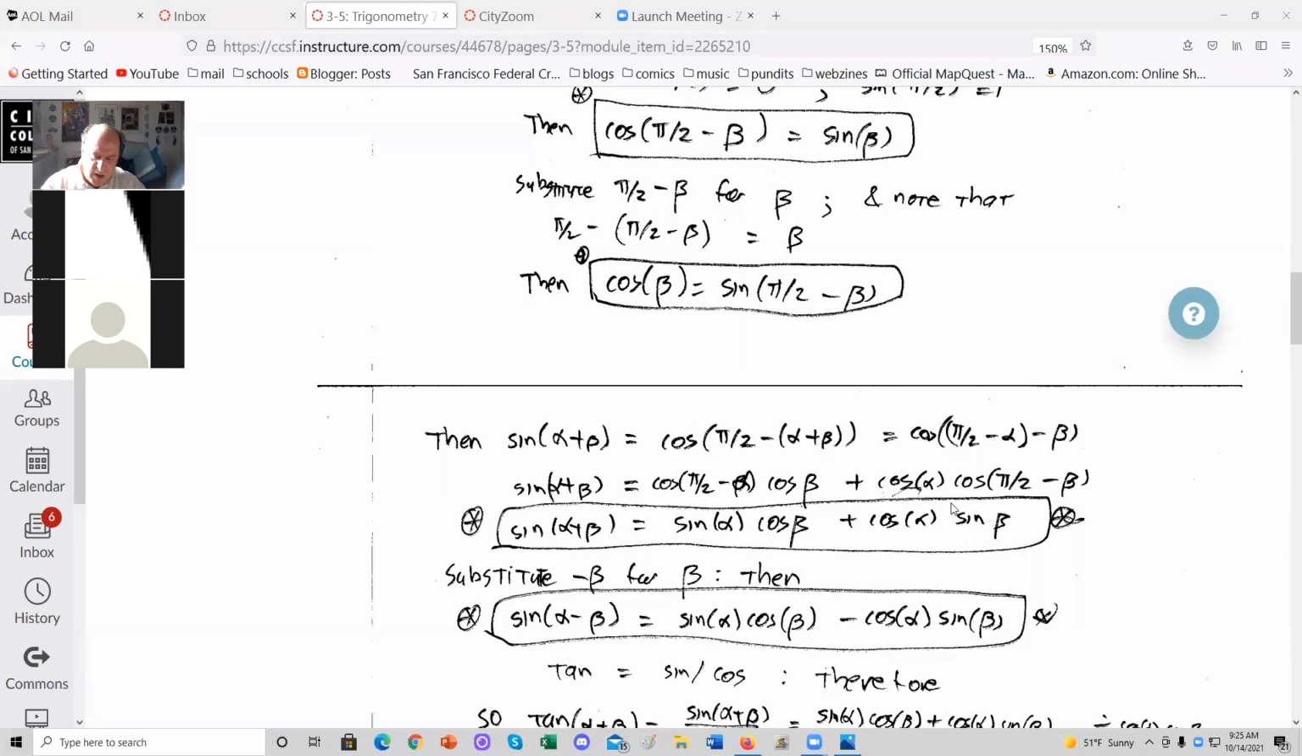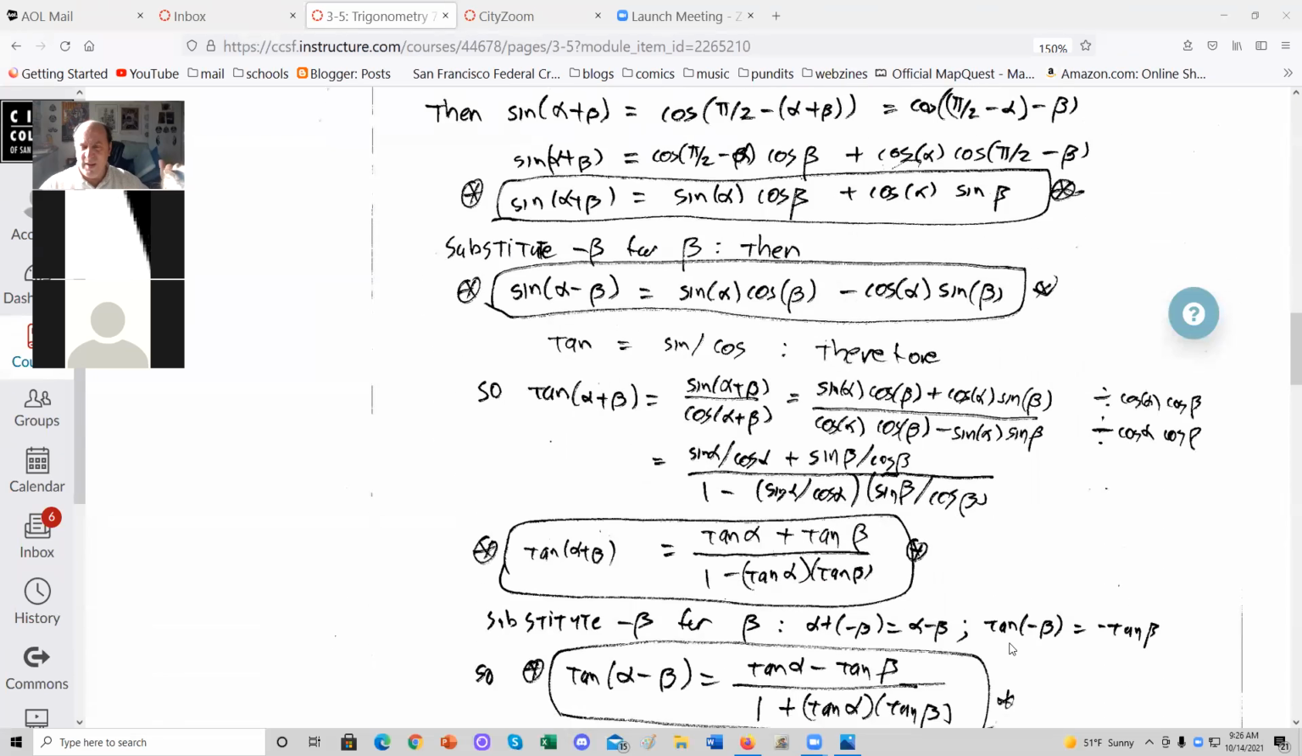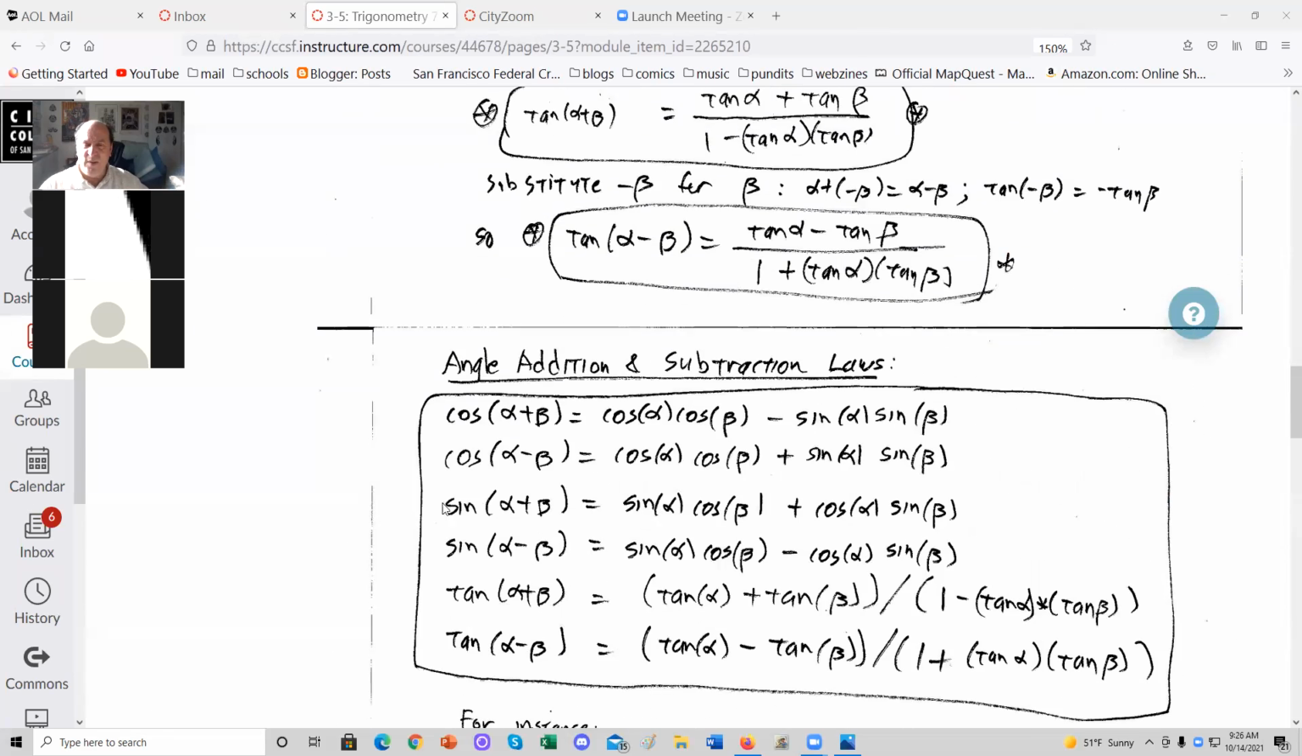Okay, page 3. All right. So this cosine of pi halves minus alpha is sine alpha, and this cosine of pi halves minus beta is sine beta. So sine of alpha plus beta is sine alpha cos beta plus cos alpha sine beta. If you substitute negative beta for beta here and here and here, you get the sine of a difference. Alpha minus beta is sine alpha cos beta minus cos alpha sine beta. All right. So far, so good.